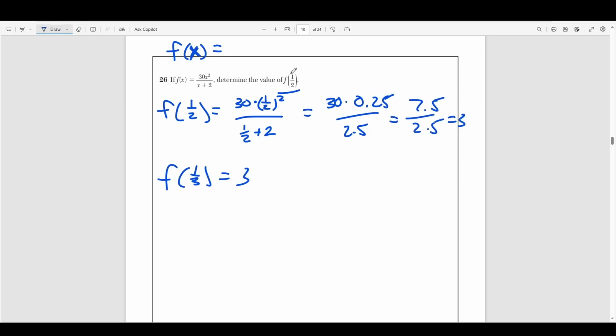But in other words, the takeaway is that whenever you have f of a number, the way that you solve for that is by plugging that number in for x, or replacing every single case of x with that number and just solving for it that way. I'm going to box my answer and move on.